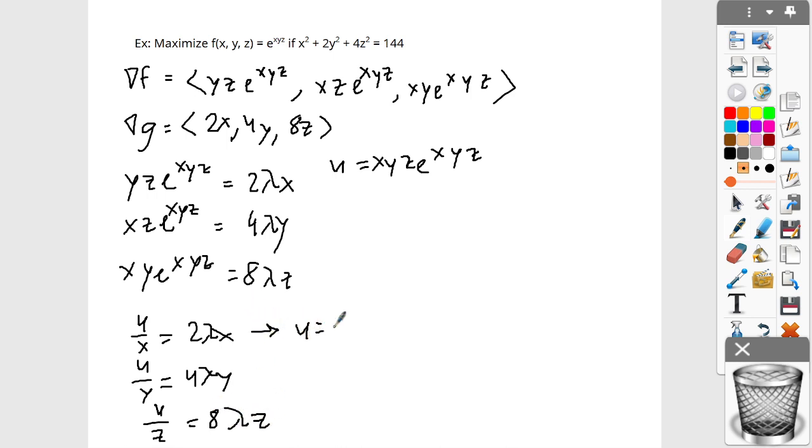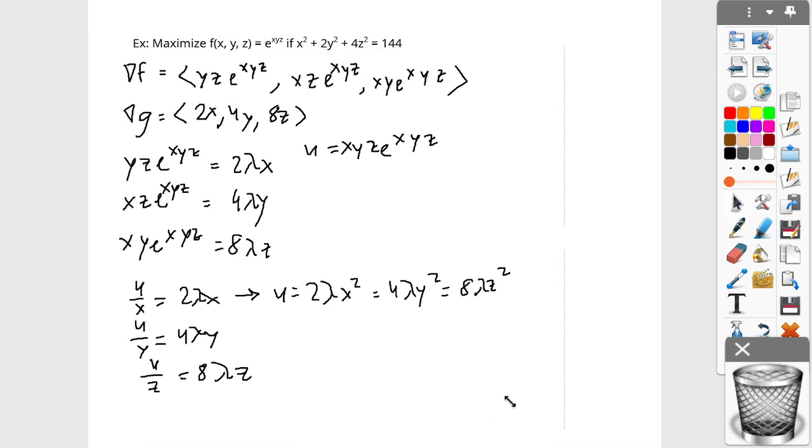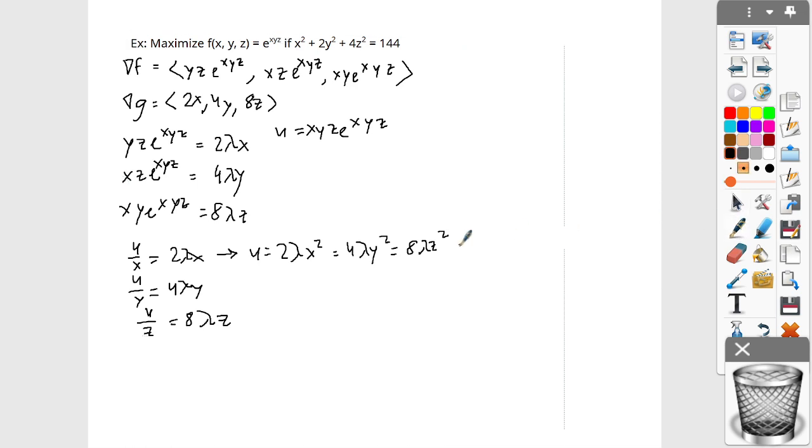So u is 2 lambda x squared, is also 4 lambda y squared, is also 8 lambda z squared. Which is very nice, especially in our constraint. So what you guys might say right now is divide by lambda, right? That's a pretty good idea, in fact. You should divide by lambda. But when you divide by lambda, you rule out the solution. You rule out the possible solution that lambda is equal to 0.